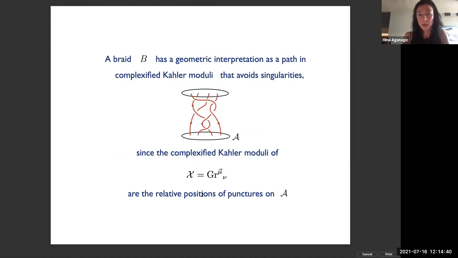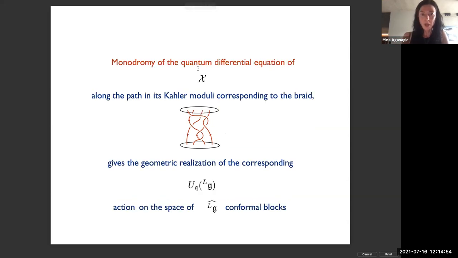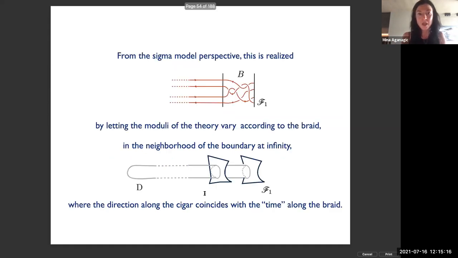So now a braid has a geometric interpretation as a path in complexified Kähler moduli that avoids singularities, because the complexified Kähler moduli are the positions of the punctures. The monodromy of the quantum differential equation along the path in Kähler moduli gives a geometric realization of the action of the quantum group on the corresponding space of conformal blocks. You can think of it as an abstract action of the quantum group on an abstract space, but we'll think of it as an action on the space of conformal blocks.